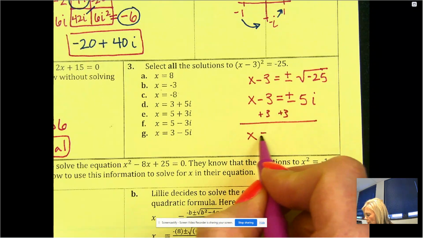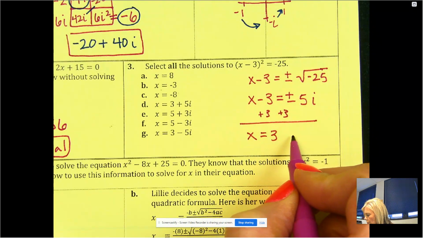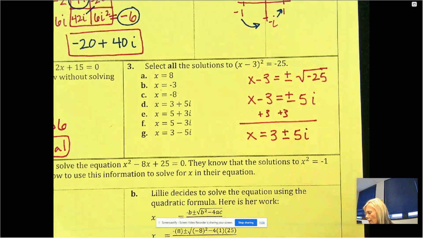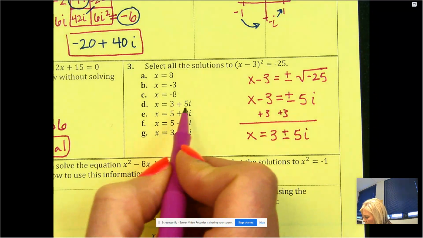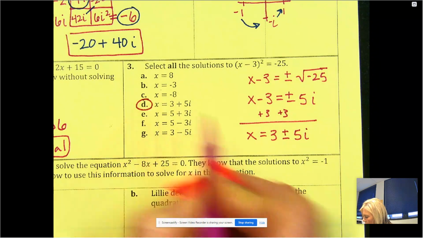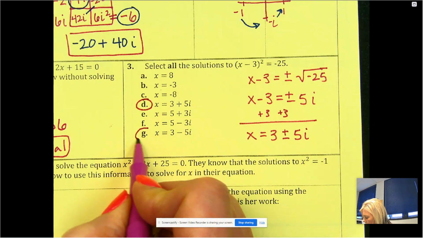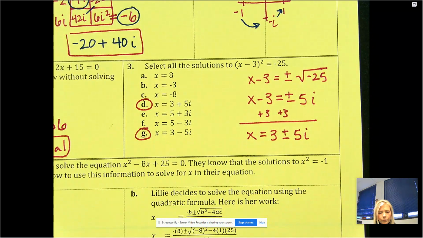And in the solution, the real number comes first. So 3 plus or minus 5i. So I'm looking for a 3 plus 5i, which I see right here, and a 3 minus 5i, which I see down here. Those are the only two.